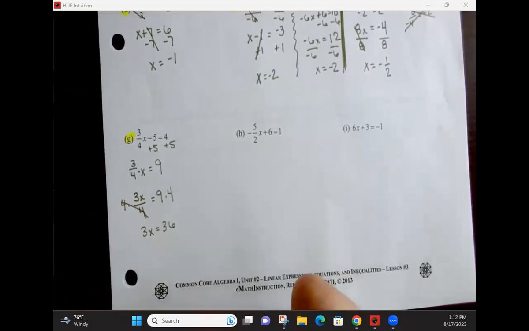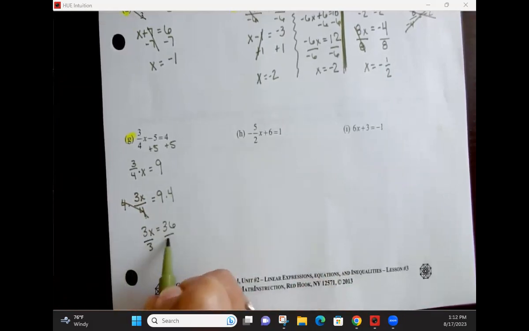But I still do have to get rid of the 3. How do I get rid of the 3? Divide. So we get x to be 12. Not too bad. Okay.